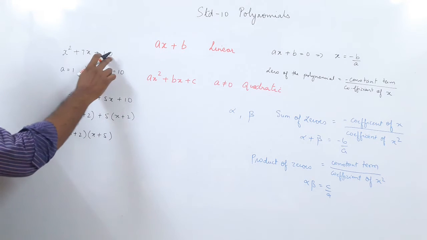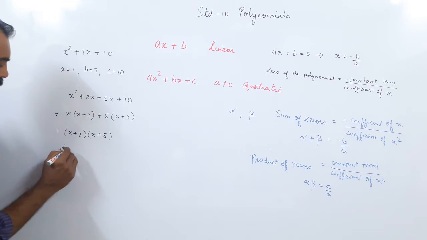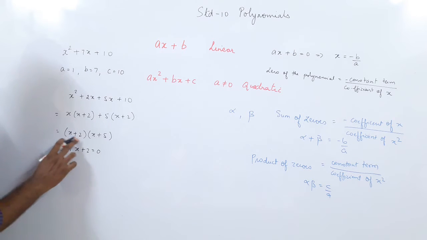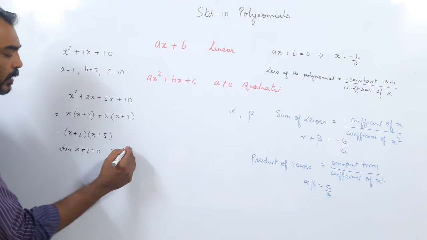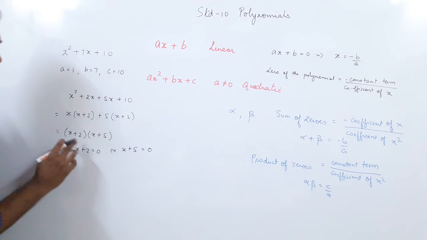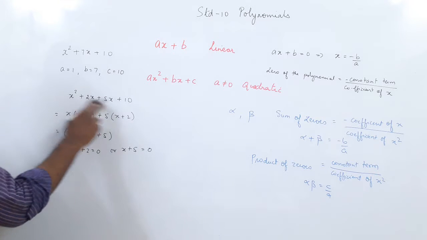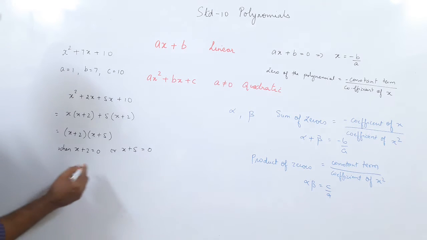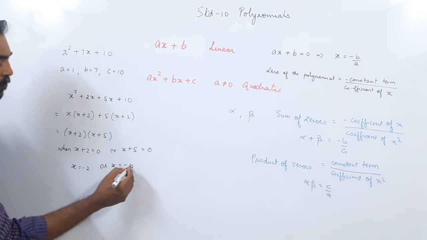Now when will this polynomial be 0? The polynomial is 0 when x plus 2 equal to 0. So when x plus 2 is 0, this becomes 0, or x plus 5 equal to 0. When one of them is 0, then 0 into anything becomes 0. So the value of this polynomial becomes 0 when x plus 2 equal to 0 or x plus 5 equal to 0. If x plus 2 equal to 0, means x equal to minus 2, or x equal to minus 5.